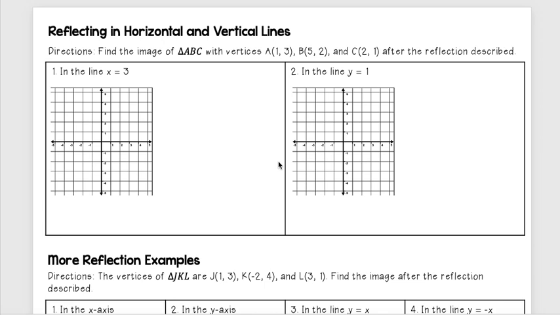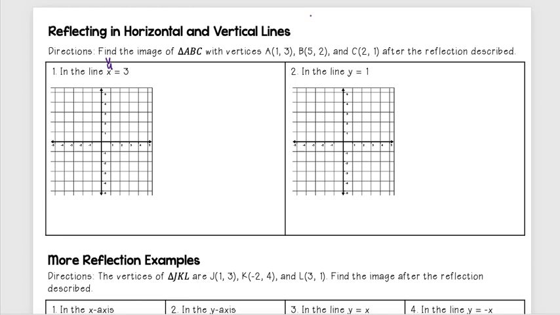In this video we're going to practice reflecting in horizontal and vertical lines. So I'm going to find the image of triangle ABC with these vertices after the reflection described. Okay, so for these examples we really need to remember what our HOY and VUX is. So this one, x equals 3, it's x, so that's going to be my VUX.